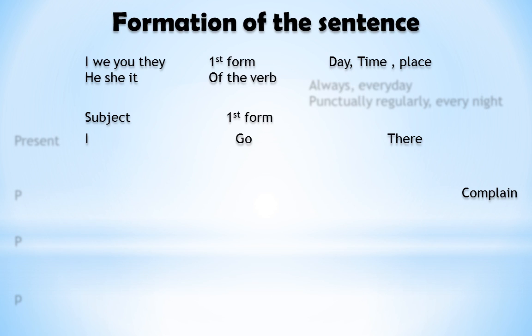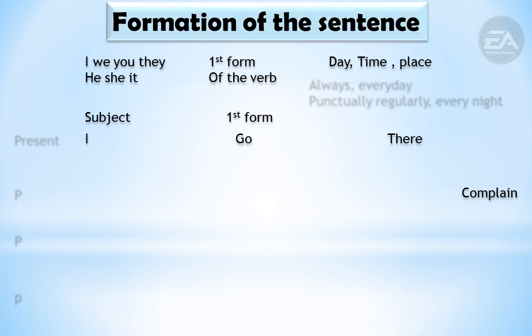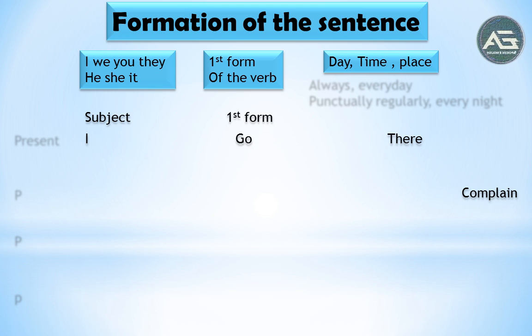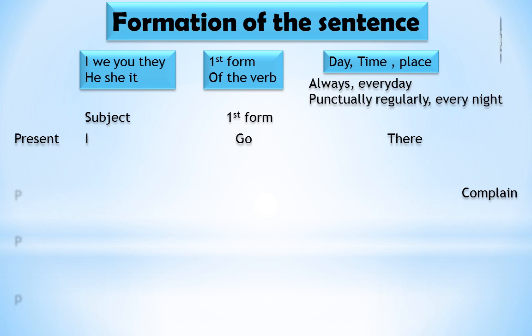Here we have the formation of the sentence. Keep in mind, subject, verb, and object. There are 3 things in a sentence: the subject, that means I, we, you, they, he, she, it, and noun. We use the first form of the verb directly without any helping verb, and we use daytime and place as an object. That is, in present tense we use the subject I, always, every day, punctually, regularly. That means these are used over the first form sentence. Keep in mind, these are the objects for the first form of the verb.